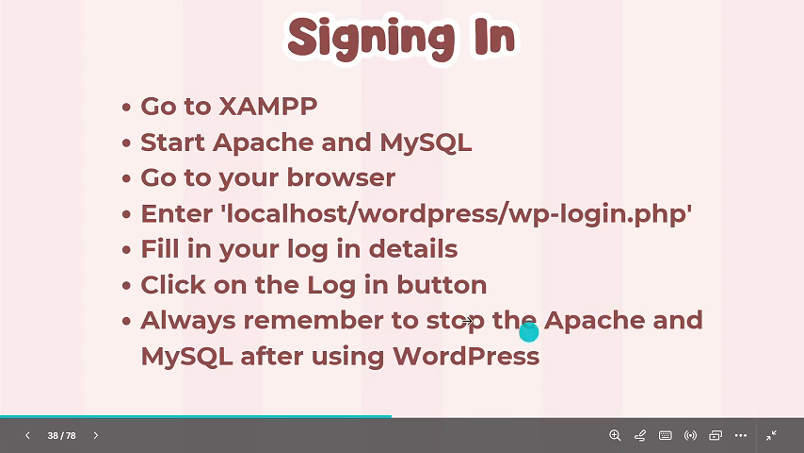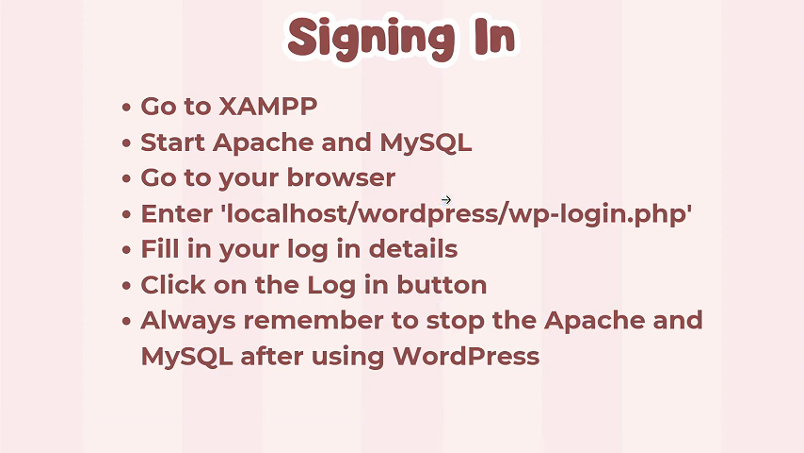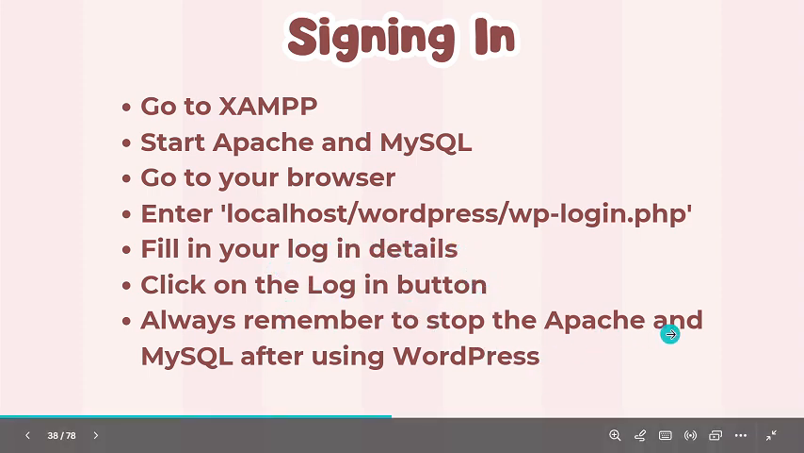If you want to sign in again, like maybe you've logged out of your WordPress account and want to sign in, you have to open that XAMPP app. You click on Start for Apache and MySQL. You now go over to your browser. You enter localhost/wordpress/wp-login.php. So you just enter all this in your browser. Then you fill in your login details and click on the login button, and then always remember to stop Apache and MySQL after using WordPress.